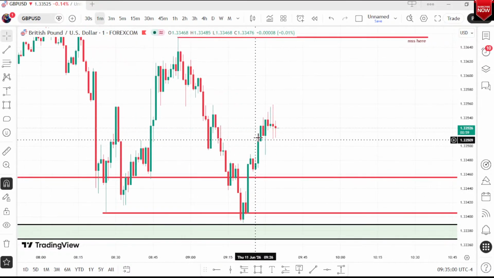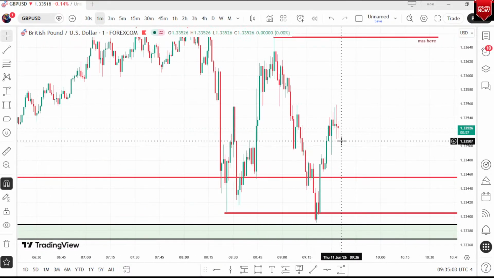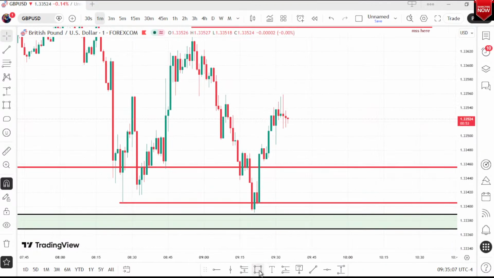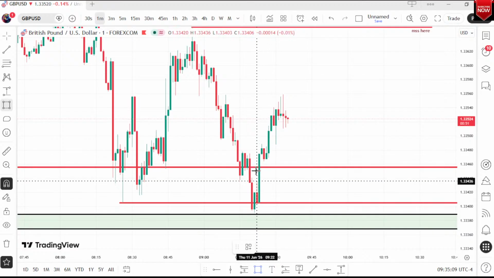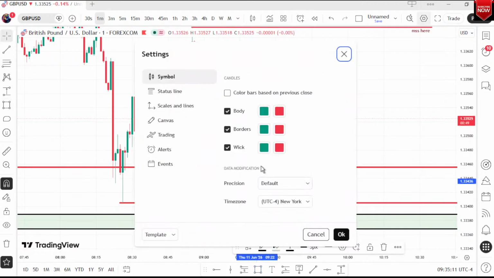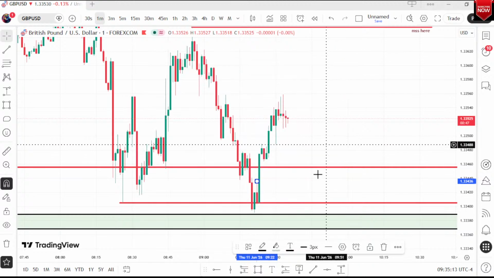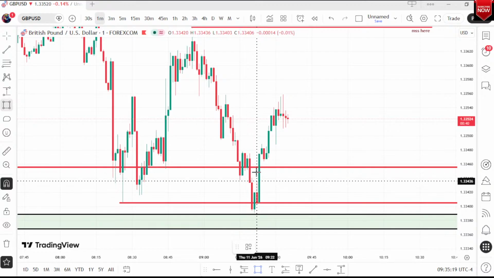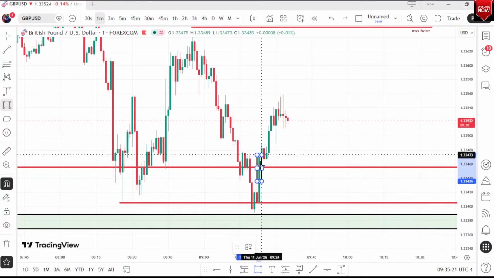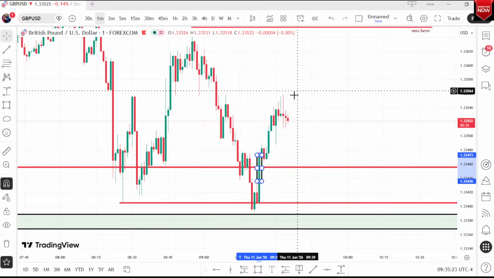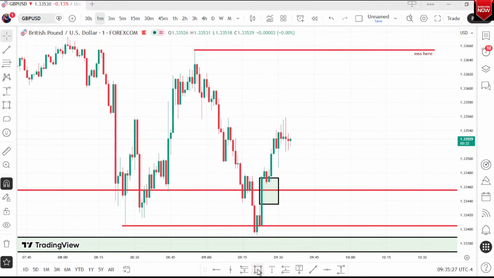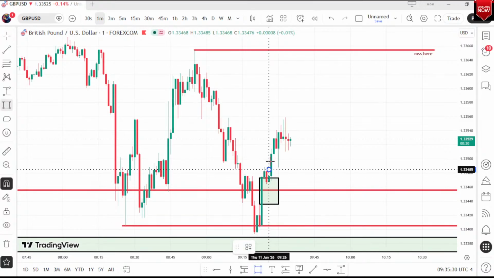You see also the GBPUSD. Price came to a fair value gap here. Price is actually respecting this fair value gap. This one here. Fair value gap. Another fair value gap here.